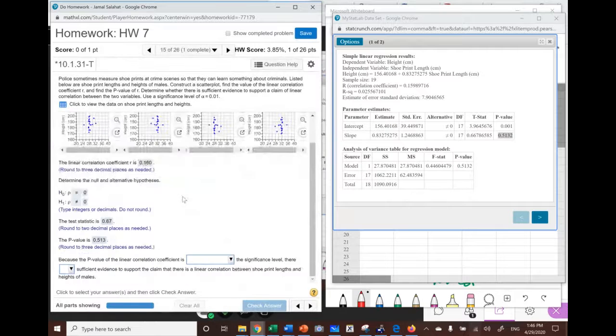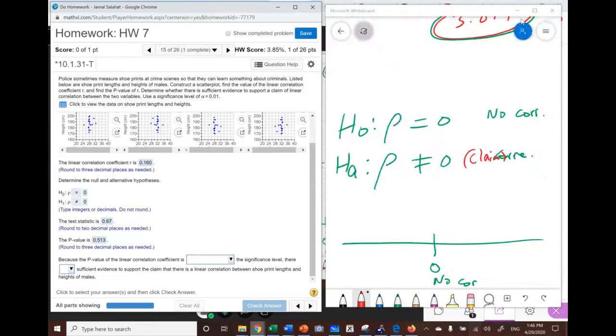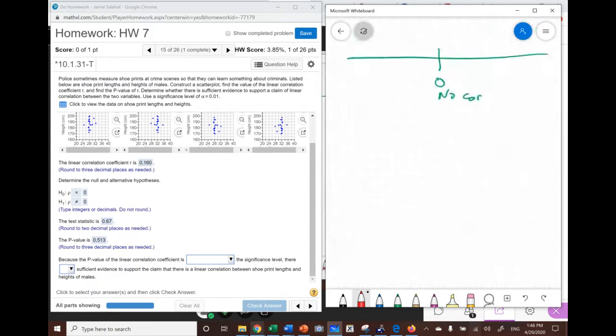After that, they ask us to make a decision. So let me put this down and try to show you how we're going to make the decision. Now we're going to make a decision based on the p-value and alpha. Notice alpha is given in the problem to be 0.01. Here is alpha. It's given here.